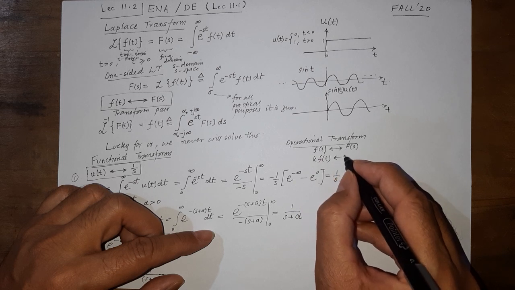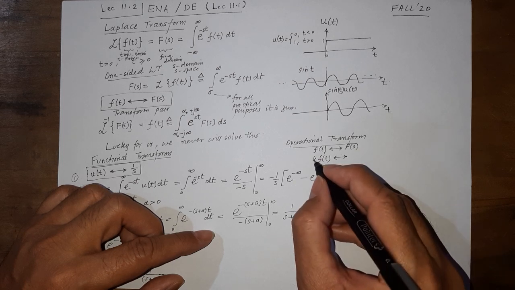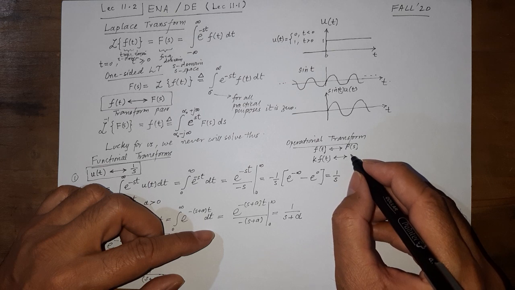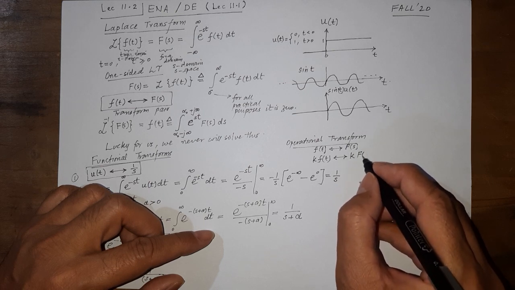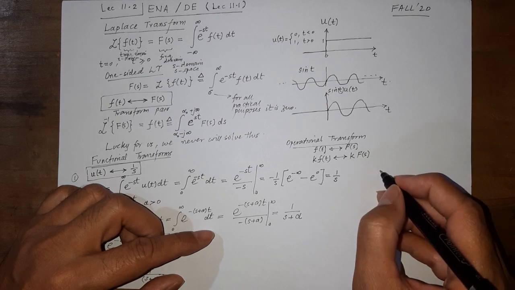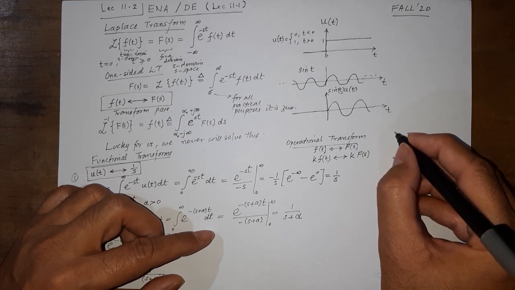How would the transform be affected? So if the Laplace transform is a linear operator, we are going to get this multiplied by k F(s) as well, and we can prove this.